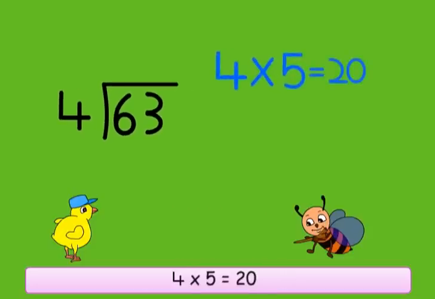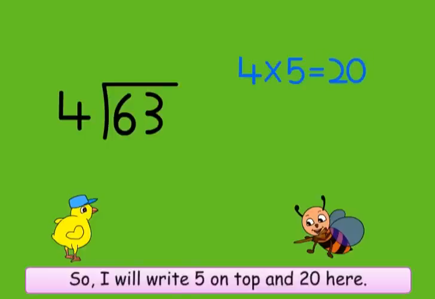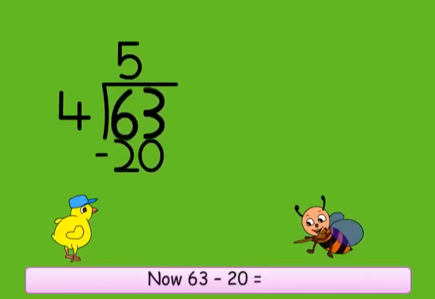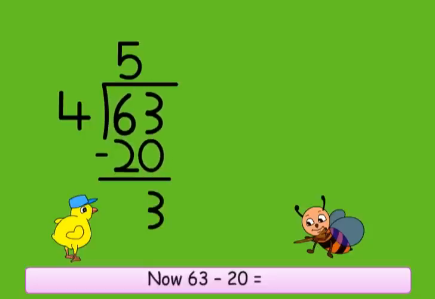4 fives are 20. So I will write 5 on top and 20 here. Now 63 minus 20 is equal to 43.